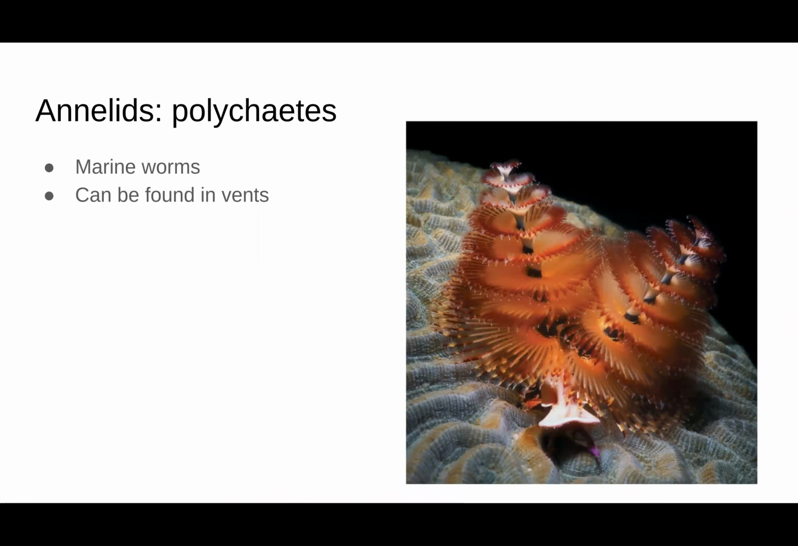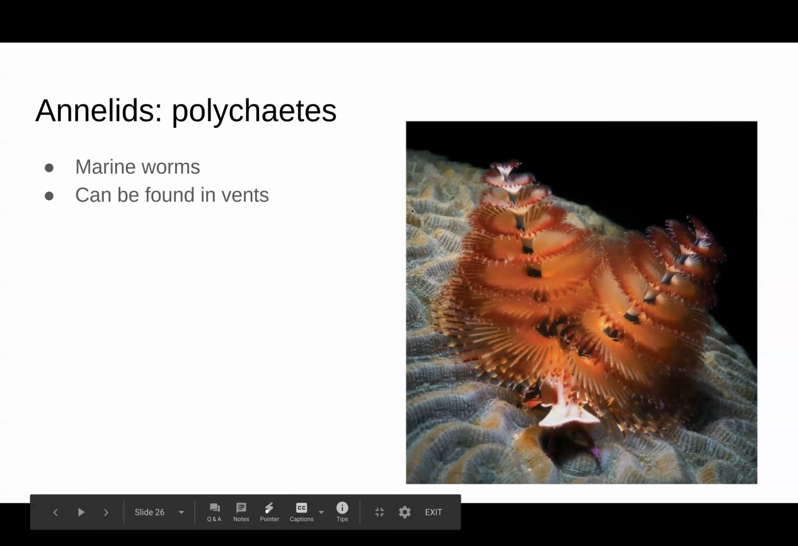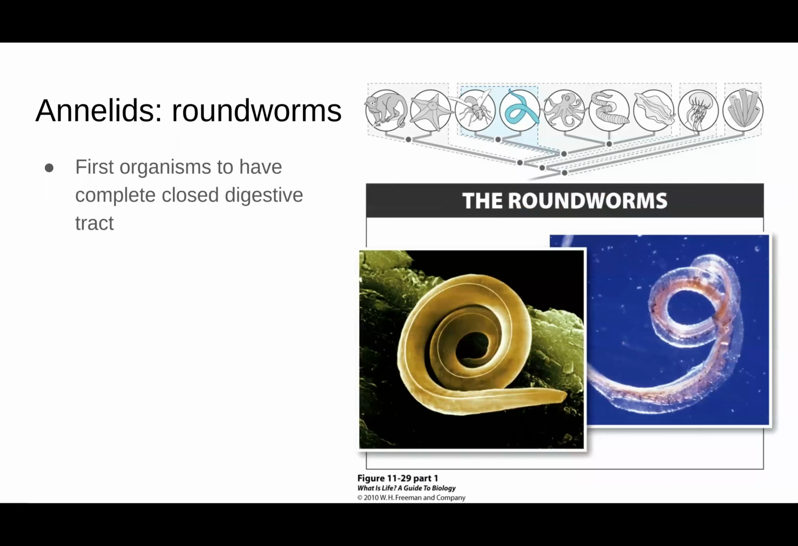In addition, we have our polychaetes. These are marine worms. We talked about a special type of polychaete in our bacterial talk, where we had essentially a 6-foot long worm that had a symbiosis. That was a polychaete. So polychaetes are marine worms. You might have seen these if you've ever done anything in the ocean.